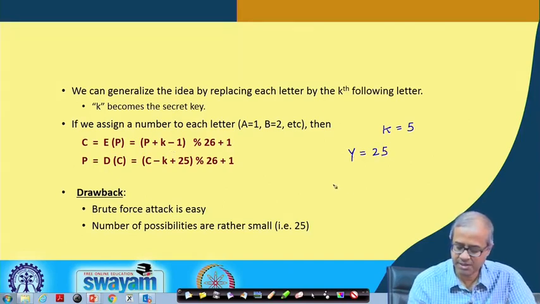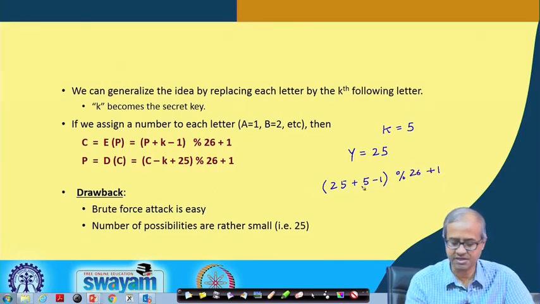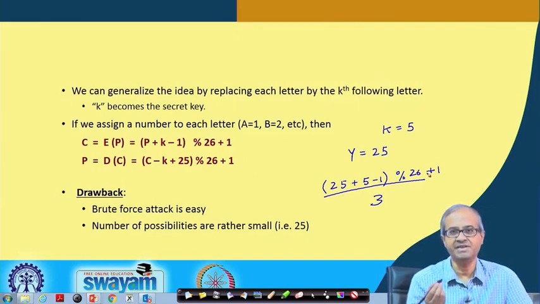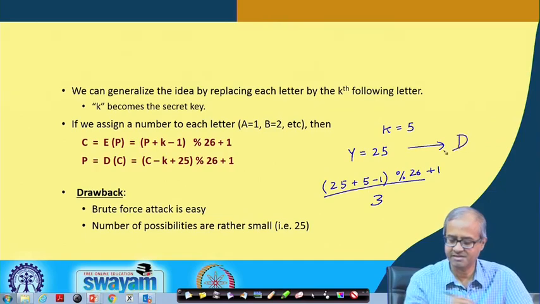So, now this will be 25 plus 5 minus 1 modulo 26 plus 1. So, this is 30 minus 1, this is 29. 29 modulo 26 is 3, divide by 26 and take the remainder, 3 plus 1 is 4. So, A, B, C, D, this Y will be replaced by the letter D.